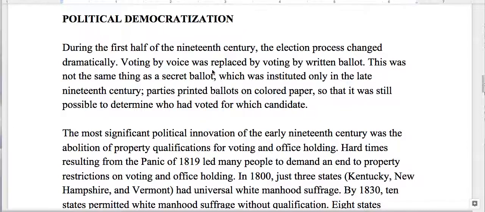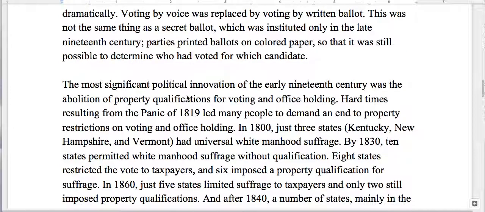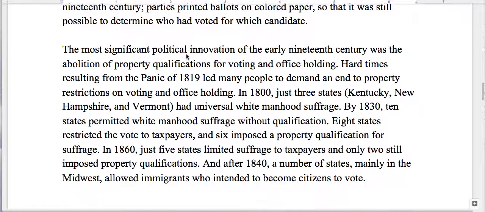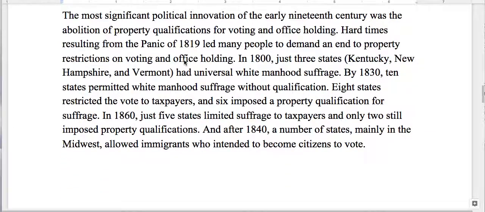So this tells you that we moved from voice voting to written ballots, but early on you still knew who a person was voting for based on the color of the ballot, or the card they were holding with the candidate's name on it. So it wasn't secret at this point. You were giving away who you voted for. Of course, now it's secret, so we'll see how we get there.